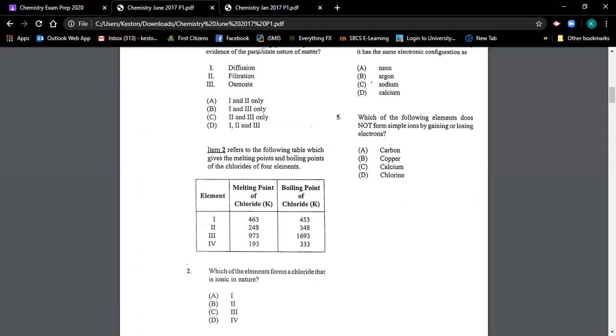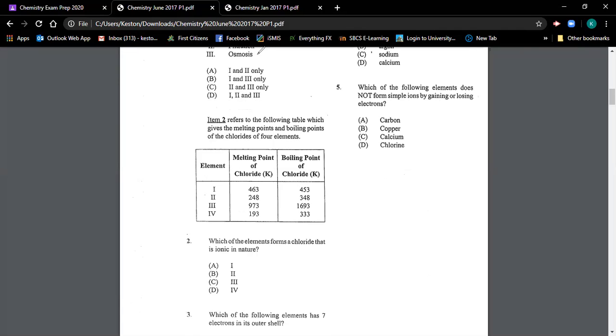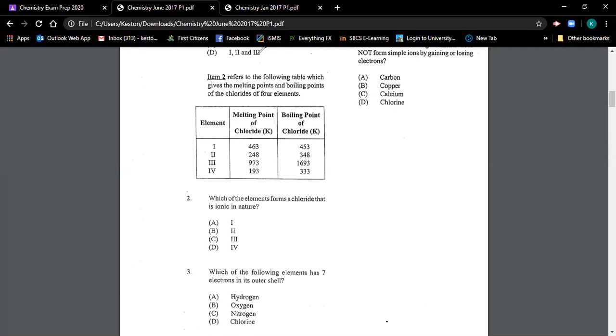Number 2 refers to the following table, which gives the melting points and boiling points of the chlorides of 4 elements. Which of the elements forms a chloride that is ionic in nature?